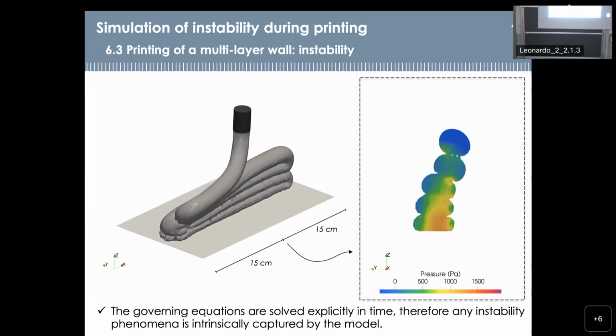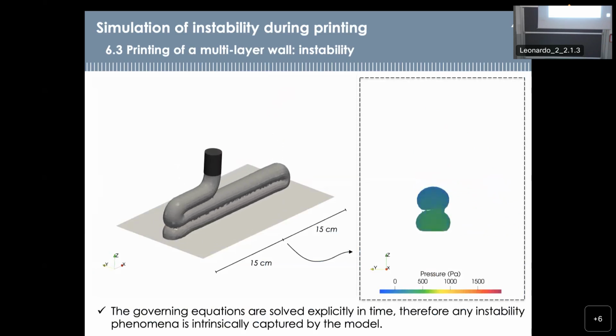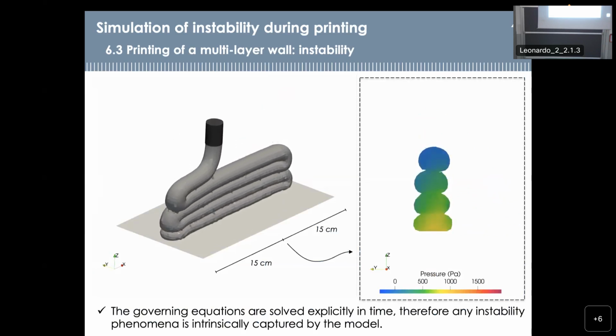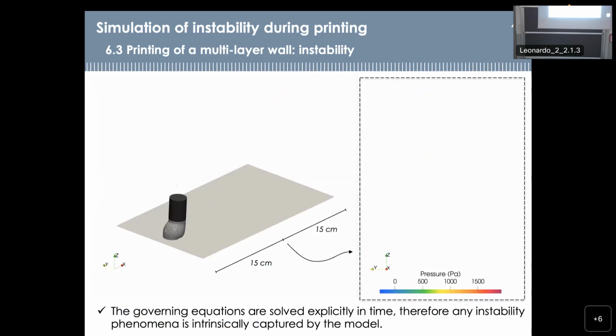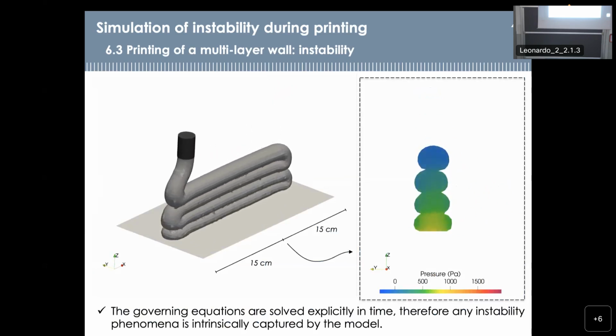And so we are happy because we have seen that our numerical model is intrinsically able to capture this phenomenon. The reason is that we chose an explicit time integration, so the nonlinearities which are usually associated with the buckling phenomenon are not causing any problem for this type of model.